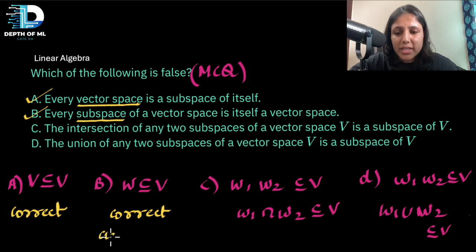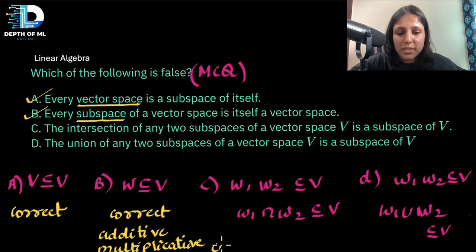right? So additive is there because this is inherited from the vector space. Then multiplicative is also there, and also closure properties are satisfied in a subspace, right? So closure is also there. So these three sets of properties are already satisfied. Hence this is correct. Fine.